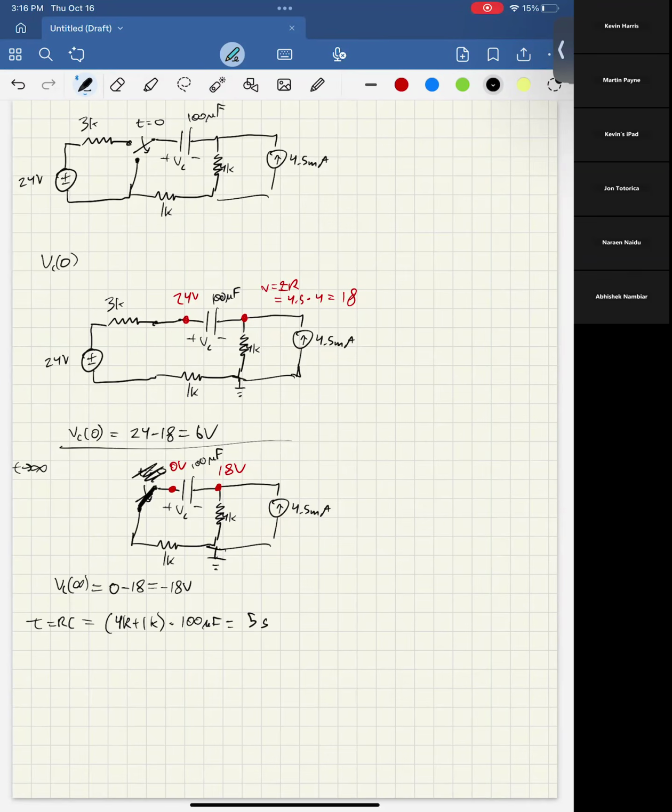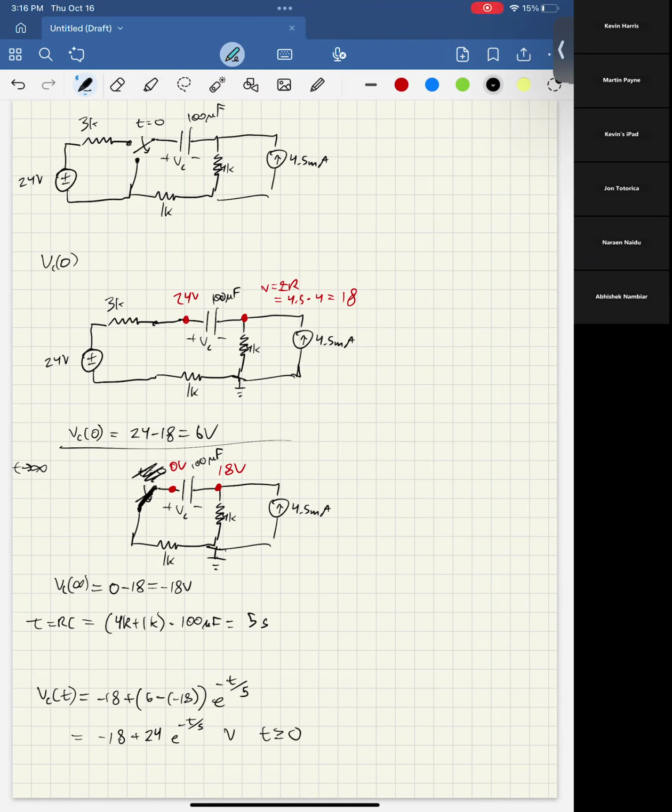So writing it all out down in the final equation, Vc of t is going to be equal to Vc of infinity, which is -18, plus Vc of 0, which is 6, minus Vc of infinity, times e to the -t over tau. And then if we simplify this, we get -18 plus 24 e to the -t over 5 volts for time is greater than or equal to 0.